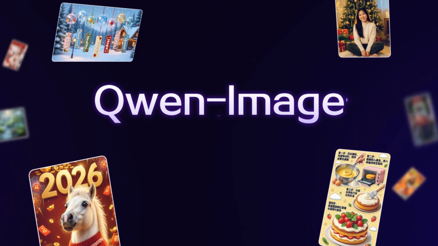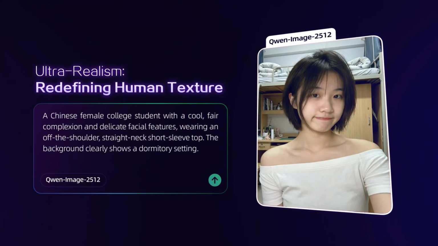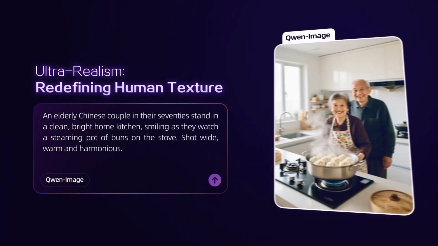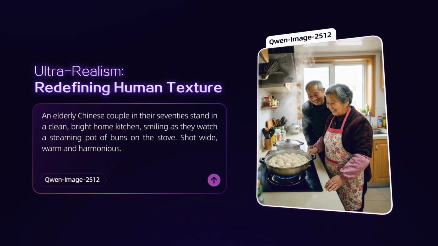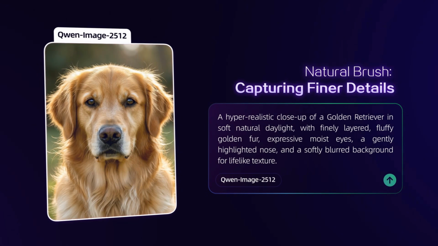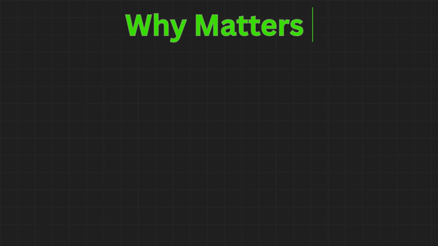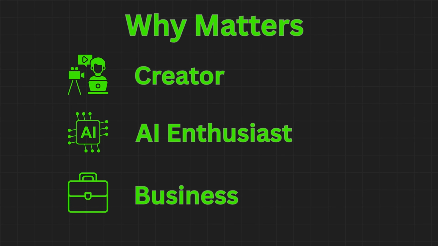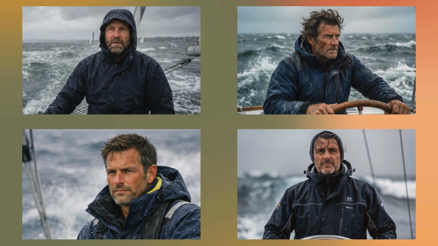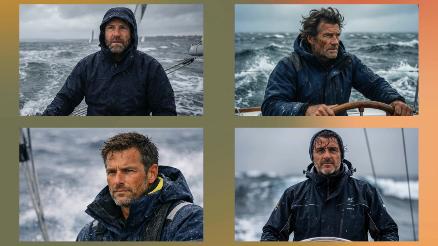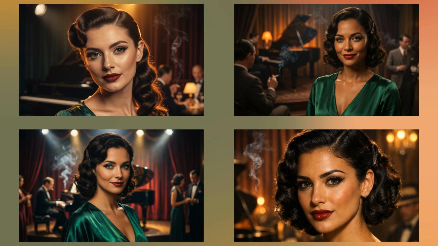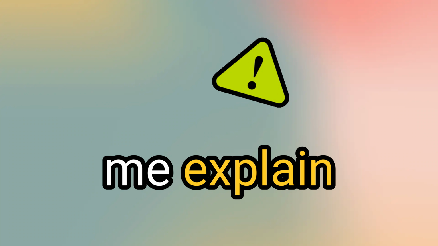Today we're taking a close look at Qwen Image 2512, a release that's genuinely shifting the landscape of AI image generation. By the end of this video, you'll understand exactly what this model can do, how you can start using it today, and why this matters whether you're a creator, an AI enthusiast, or someone running a business. We'll also run a blind test featuring images from the top-tier paid models and Qwen Image to see if you can spot the difference. Stick around for that. But first, let me explain why you should pay attention to this AI image model.